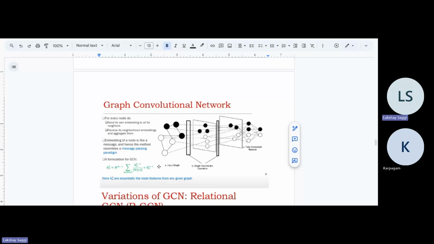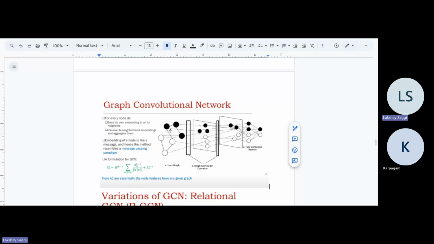So to the embedding obtained in the k minus 1th iteration, you just add the average of the embeddings of the neighbors of the vertex v. And when you do this, you obtain the embedding in the kth iteration. So this is not really very difficult.